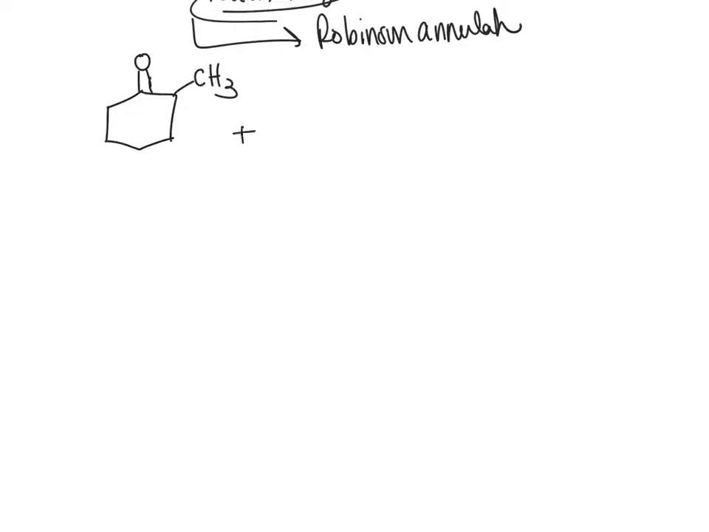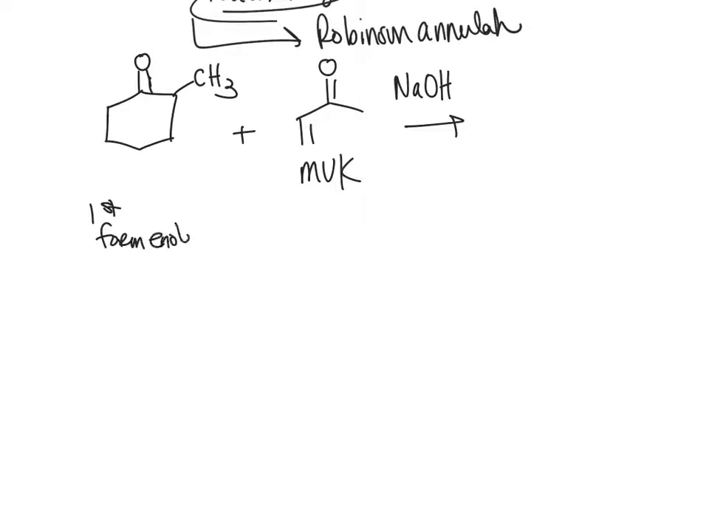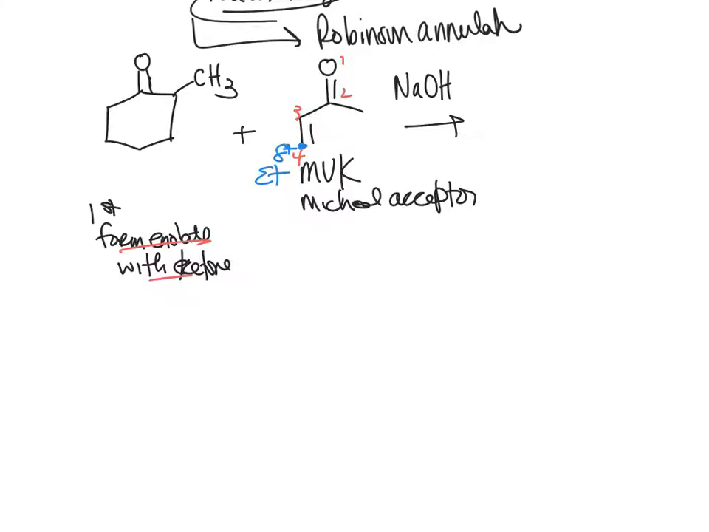CH3, and we're going to react this with methyl vinyl ketone, MVK, and we're going to throw in some base. Now the first thing that's going to happen is you're going to form the enolate with your ketone. Okay, remember this is a Michael acceptor. The MVK is a Michael acceptor. So that means when you have this 1, 2, 3, 4 system, this is a delta positive here at the 4. So this is going to be your electrophile. So the first thing we're going to do is we're going to do our enolate.